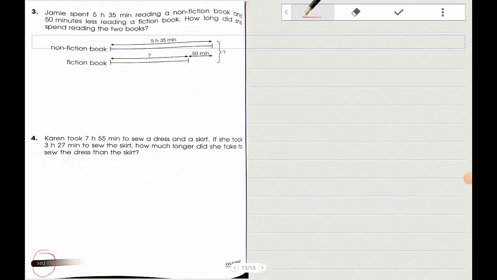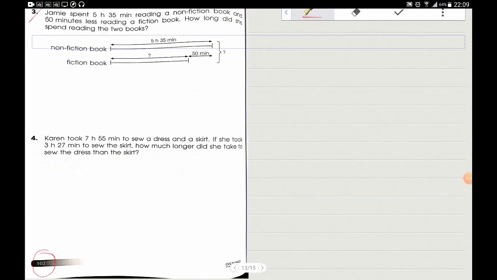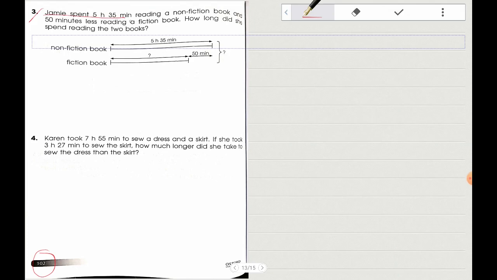Look at page 102, question number 3. Jamie spent 5 hours 35 minutes reading a non-fiction book and 50 minutes less reading a fiction book. How long did she spend reading the two books? Now you have the time for the non-fiction book, that is 5 hours 35 minutes, but you don't have the time for the fiction book, that is 50 minutes less than the non-fiction.